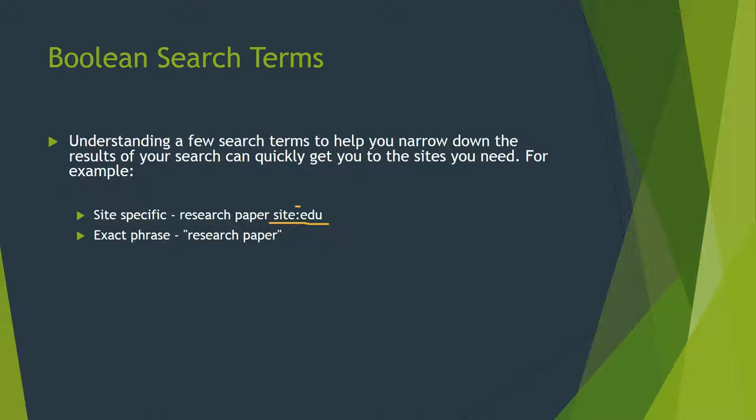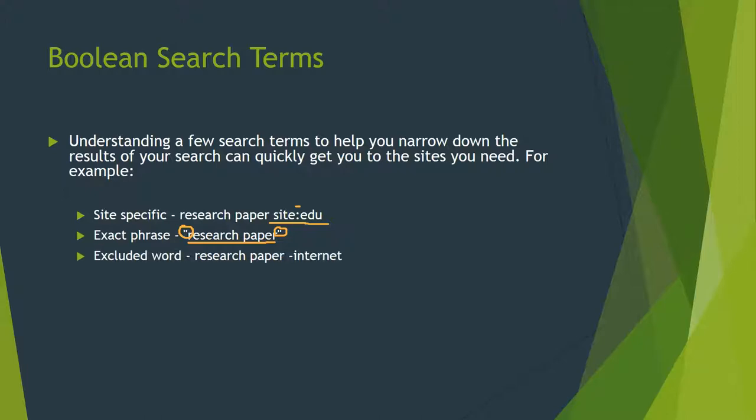You can also look for a specific phrase. So if I type in the words research paper, it's going to look for every website that has the word research and the word paper. It doesn't necessarily mean that those two words are next to each other. So in this instance, I would put the words research paper in quotations, and then it's only going to look for the sites that have the words research paper next to each other.